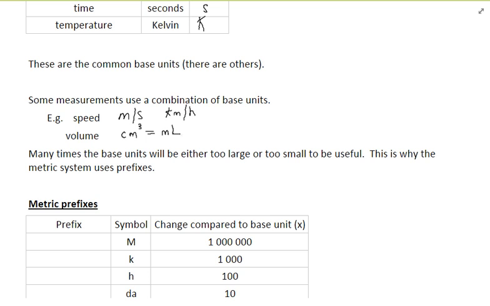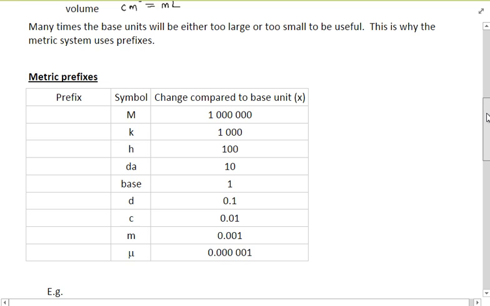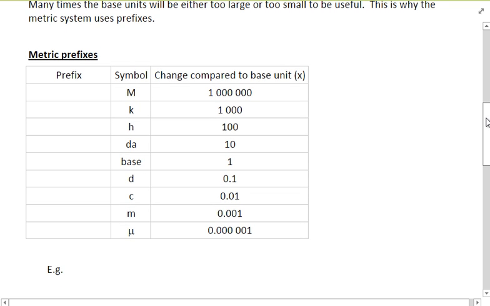Again, remember these are base units, and base units are starting points. A lot of times the things that we measure are either way too big or way too small to use those base units. So that's where these things called prefixes come into play. In the metric system, there's a bunch of prefixes that help us if we're measuring things that are way too big or way too small.